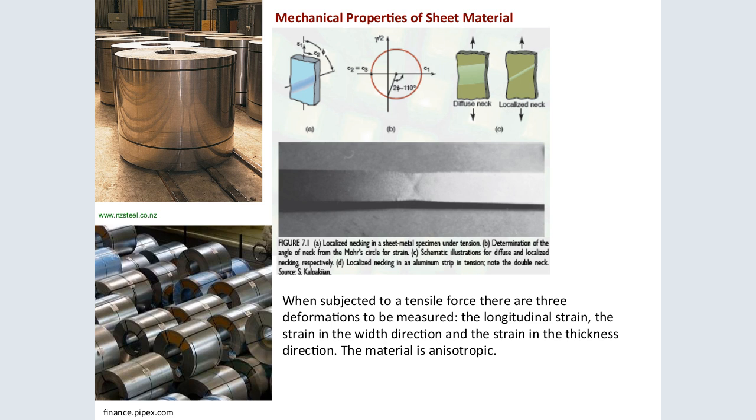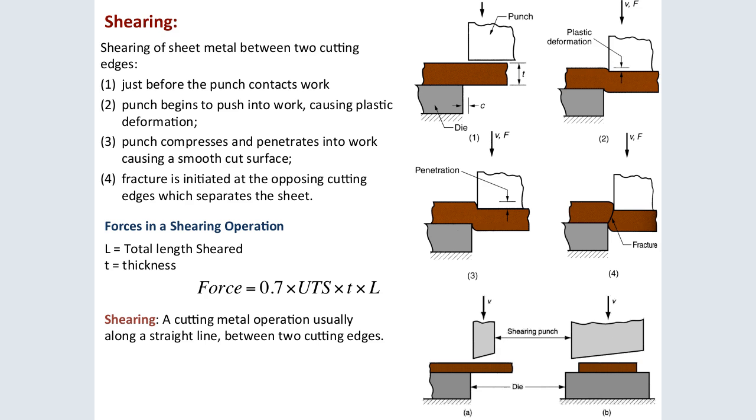When subjected to a tensile force, there are three deformations to be measured. That is the longitudinal strain, the strain in the width direction, and the strain in the thickness direction. Then the material is anisotropic. You have to make sure those are the characteristics of the materials that are to be formed.